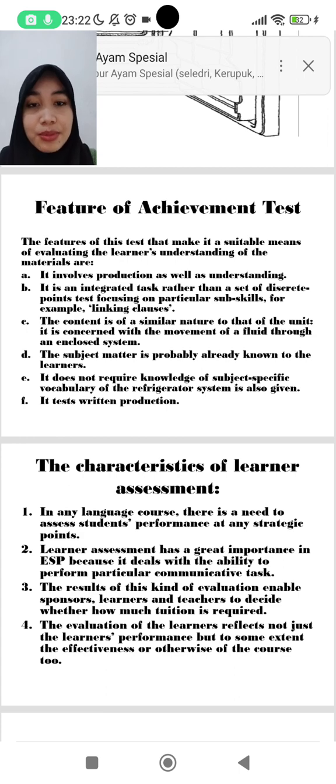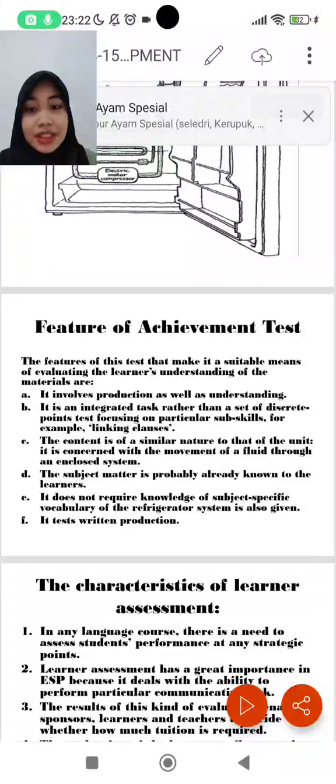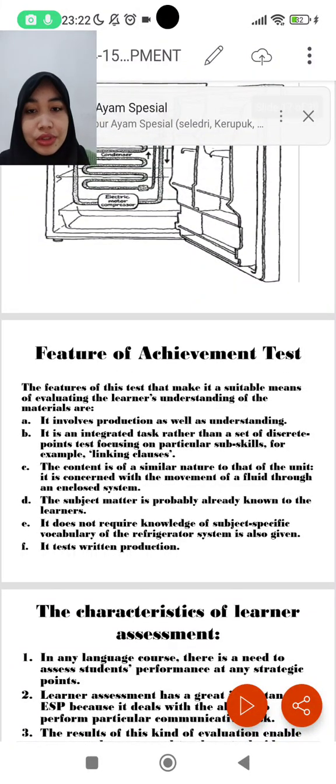It is concerned with the movement of a fluid through an enclosed system. The subject matter is probably already known to the learners. It doesn't require knowledge of subject-specific vocabulary of the refrigerator system. It's also given as a test of written production.